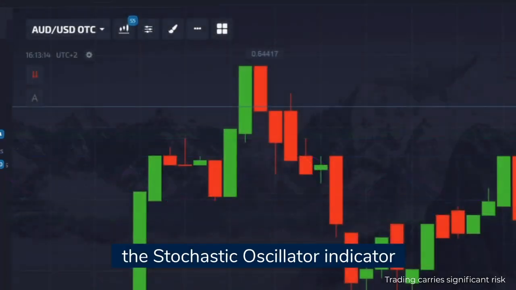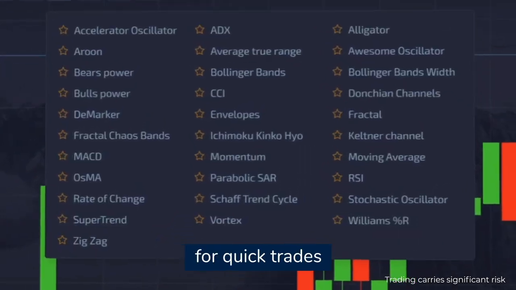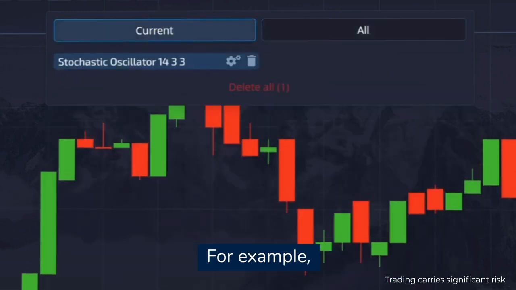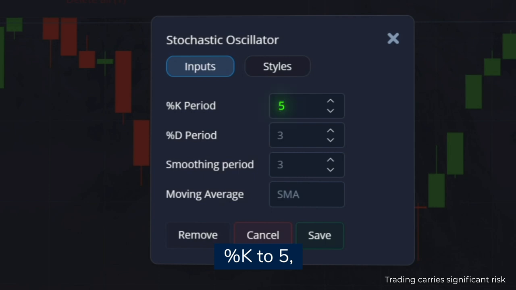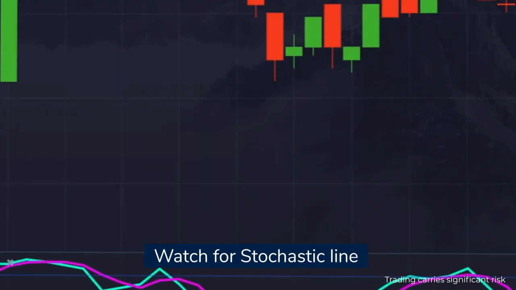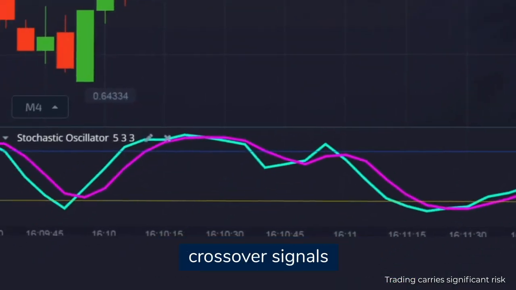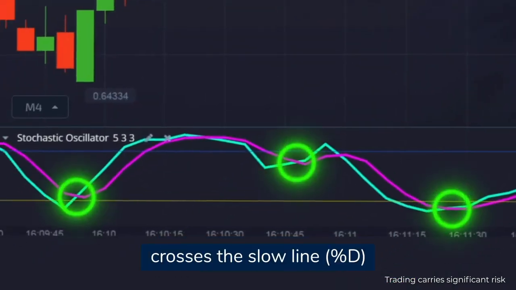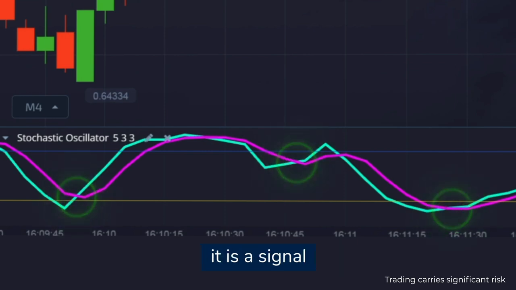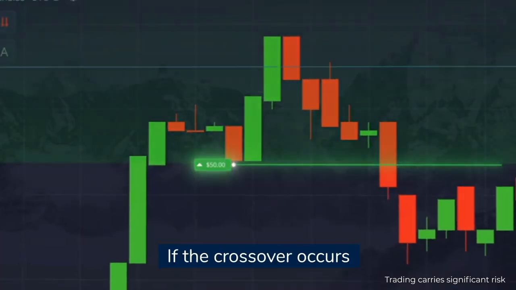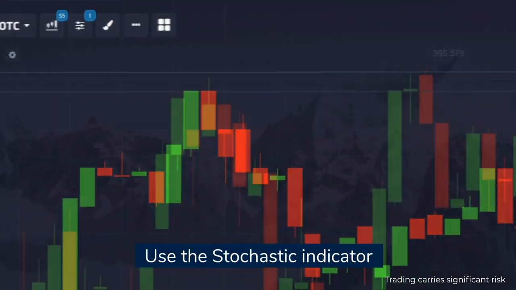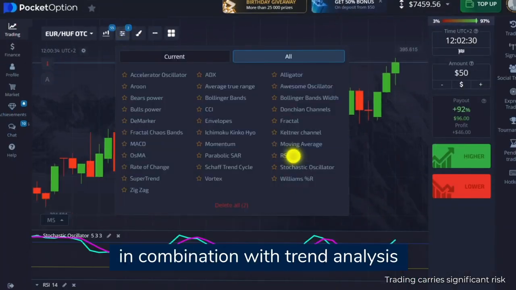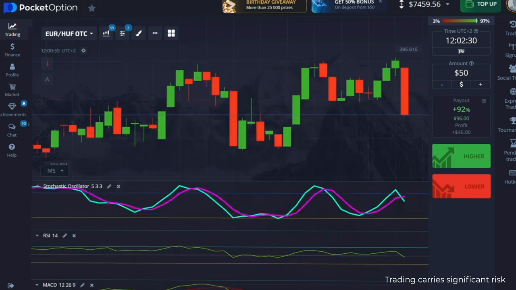How to set up the stochastic oscillator indicator for quick trades starting at 5 seconds. For example, you can set periods like this: %K to 5, %D to 3, and the smoothing period to 3. Watch for stochastic line crossover signals. When the fast line crosses the slow line from bottom to top, it is a signal to open an up trade. If the crossover occurs from top to bottom, open a down trade. Use the stochastic indicator in combination with trend analysis for better results.